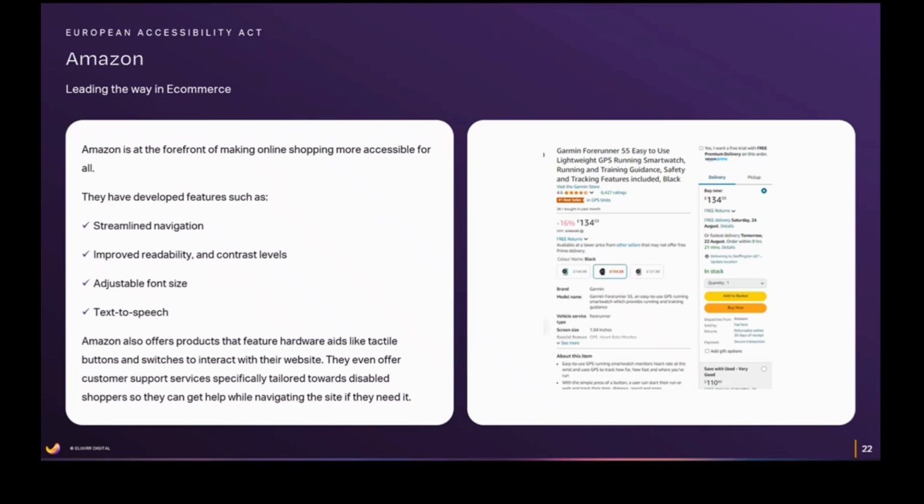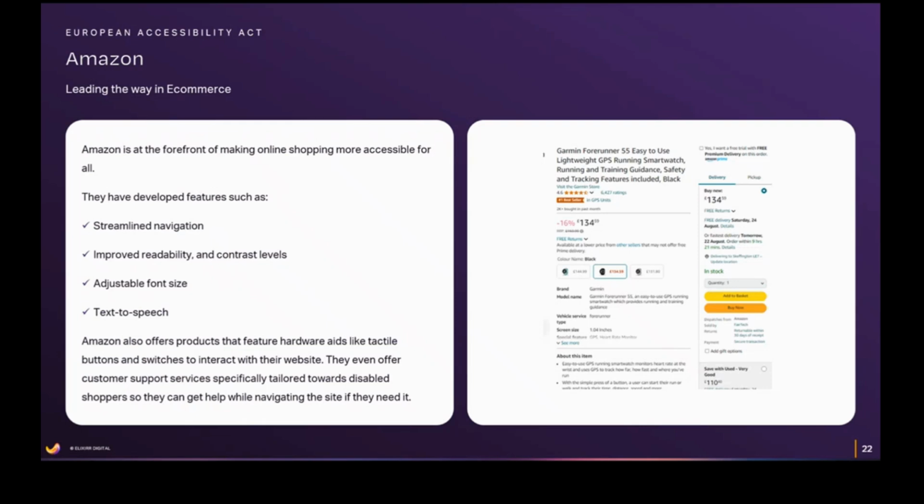From the screenshot on the right, we all know it's black text on a white background with blue links, and the buttons that you need to click are either yellow or orange, and it's obvious what they do. They're always in the same place. All of the information is always in the same place across the site, so it's very, very consistent. There's things like adjustable font size, which is important, and also text to speech as well.